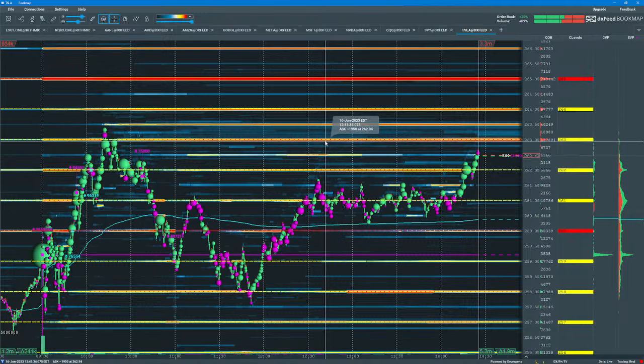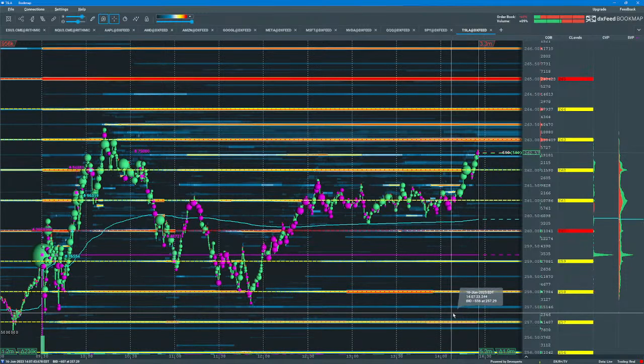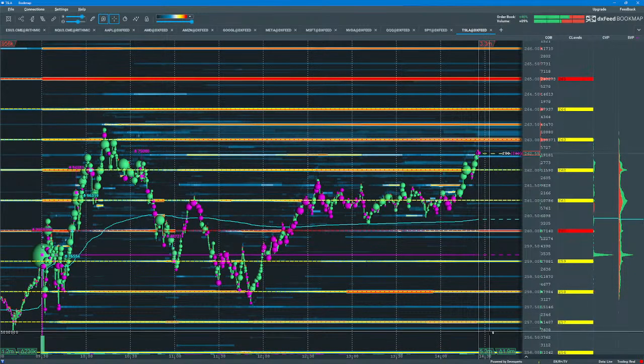So Tesla, I have found that there often is not a strong correlation between the color of the volume dots and price action. The order flow to me is much easier to read in the index products, ES and NQ, versus any stock or any ETF.